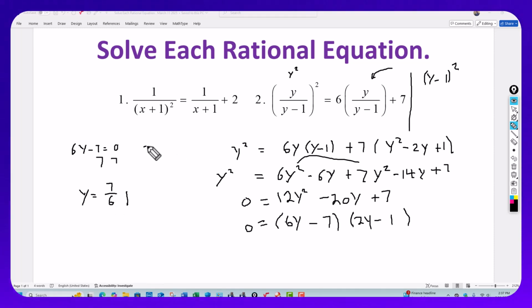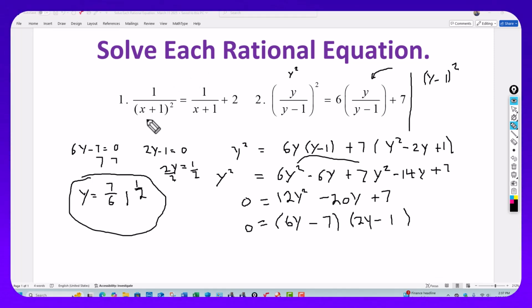For the other one, the other factor could be 0, so this would be 2y minus 1 equal to 0. Add 1 to both sides, we get 2y equal to 1. Divide by 2, we get 1/2. And those will work. It'll probably take you longer to check the answer than to work it out, but those will work. The only ones you have to be concerned about when you're solving a rational equation is make sure that if you get an answer that makes one of the denominators 0, it's extraneous. So you just throw it out. The others should work. So 7 over 6 and 1/2 are the solutions.